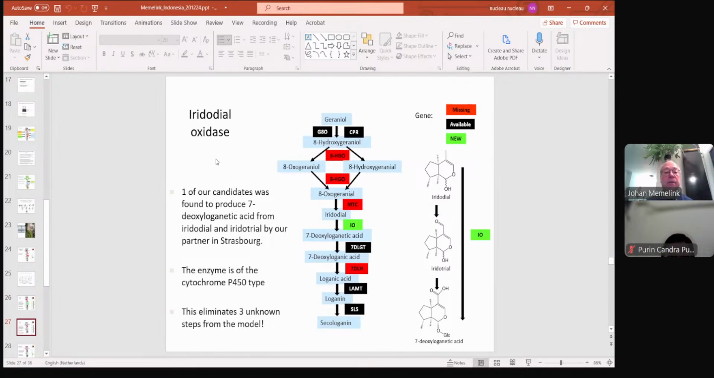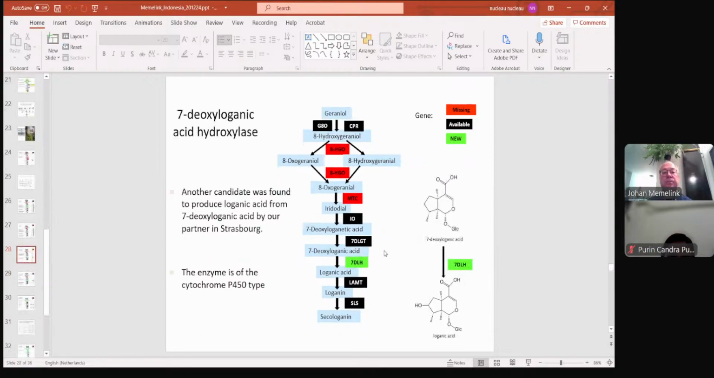Okay, here we have, so this iridiol oxidase then replaces these 3 different steps. So it's actually only a single enzymatic step. Okay, here we have a hydroxylase enzyme. That was also one of the candidates that was tested by the partner in France. It's also a P450 enzyme, and it does this chemical conversion.